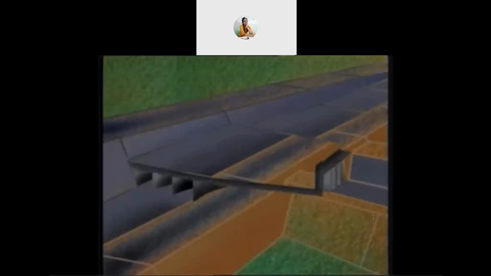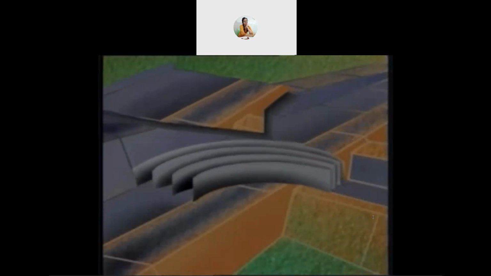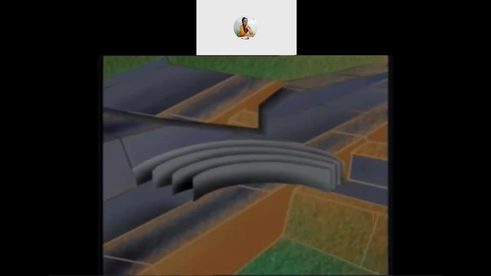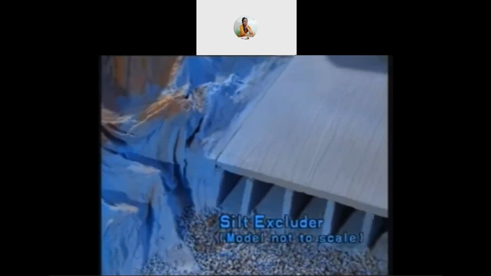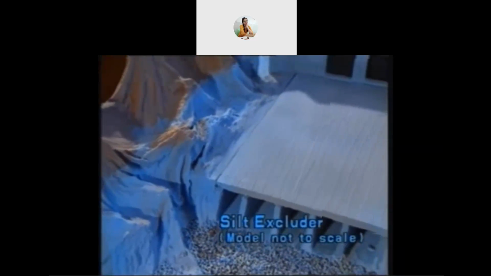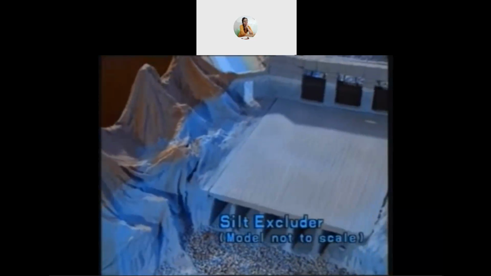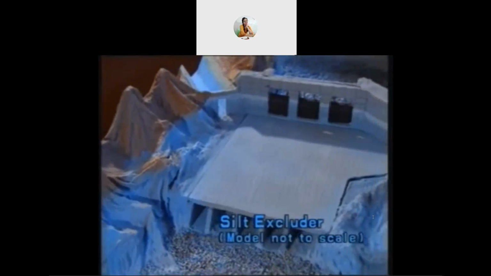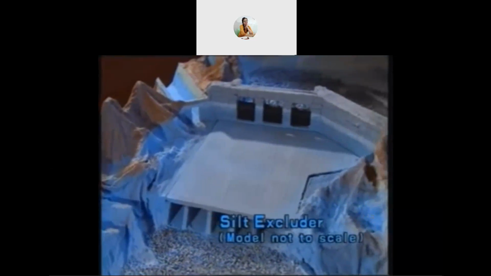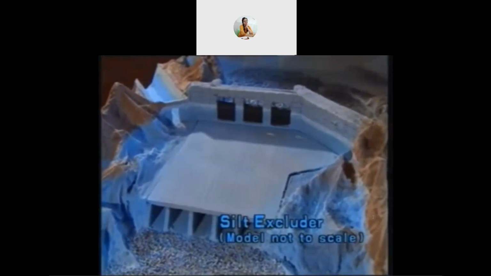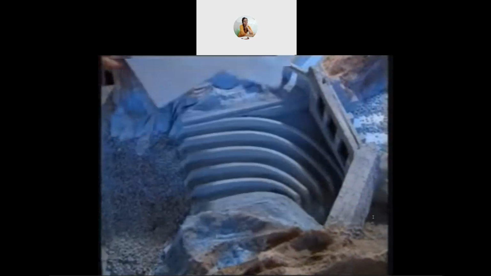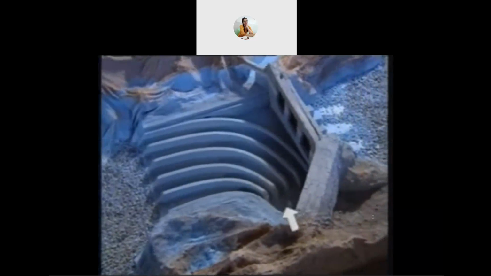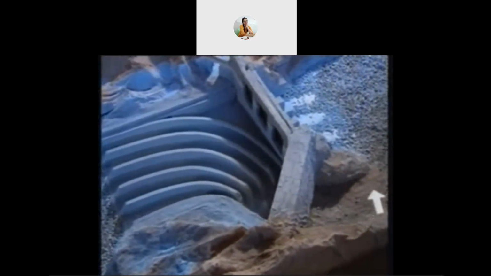The silt-laden water is led through the tunnels and flushed out through gates into a different channel. The silt excluder is another device which excludes the silt before it enters the canal. Silt excluders are constructed at the headworks and are similar to the silt ejector. The silt-laden water is led through the tunnels and flushed out through gates into a different channel or into the same river.